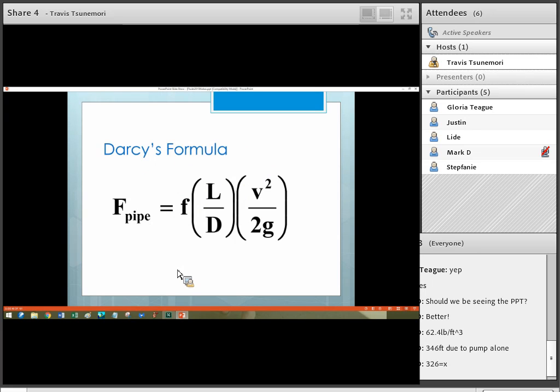The friction loss in the pipe, we use Darcy's formula, which is f, that's our friction factor, times L over D, which is the length of the pipe over the diameter of the pipe. It doesn't matter what units you use, just so they're consistent. L and D are in the same units, so that's dimensionless. And then there's our friend V squared over 2g that we've already calculated.